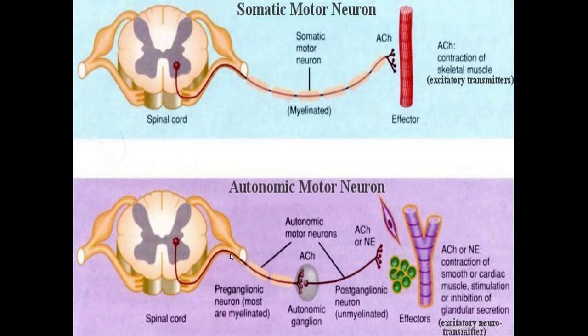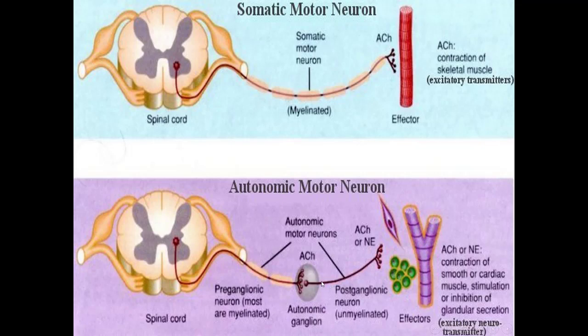The preganglionic axon of the neuron always has a myelin sheath. Then comes the ganglionic neuron, also called the autonomic ganglion neuron, and this is also a multipolar neuron. This multipolar neuron forms synapses, axosomatic or axodendritic.